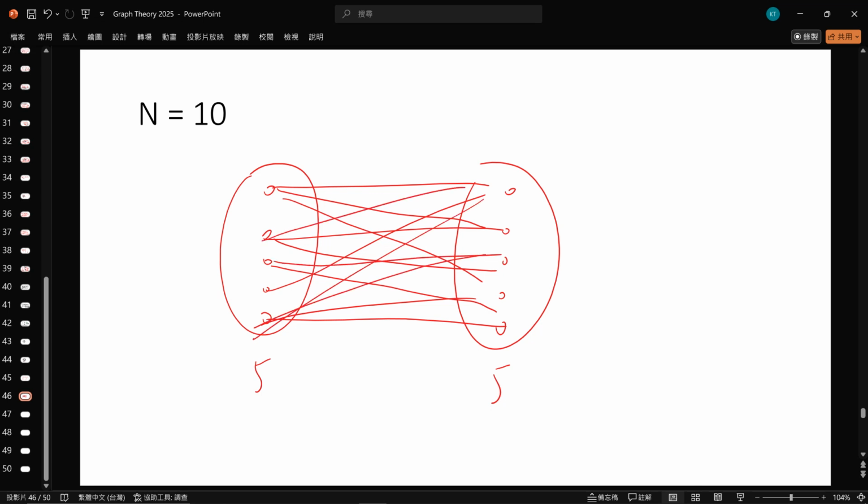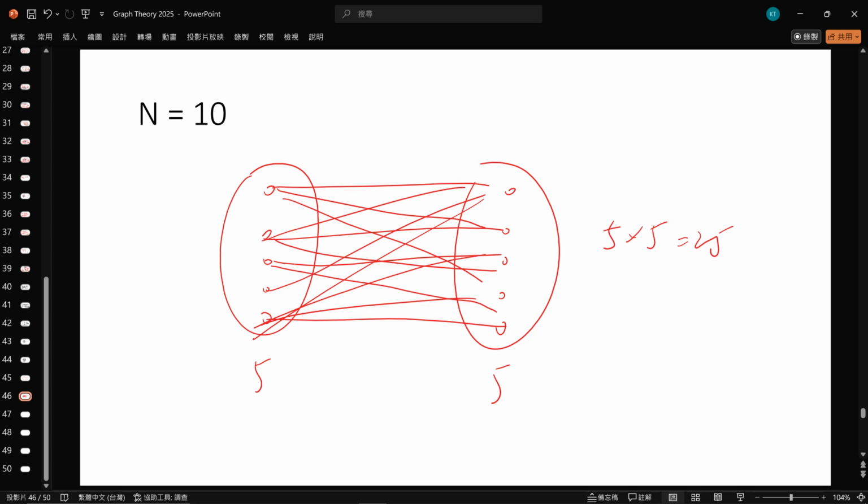I'm not going to draw all these edges. So the idea is to divide this vertex set into two sets, where each set has a similar size. In this case, when the number of vertices is an even number, indeed these two sets can have the same size. And then we're going to add all the edges between these two sets. Okay, so this will give us 25 edges.